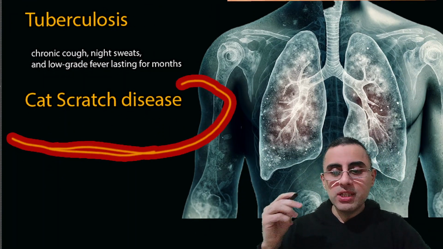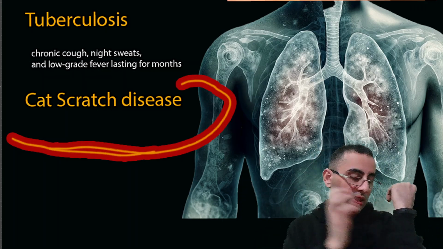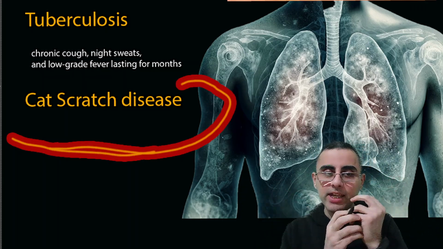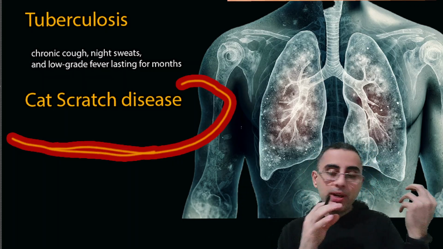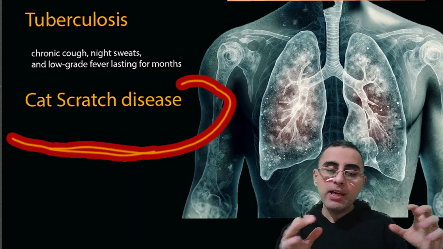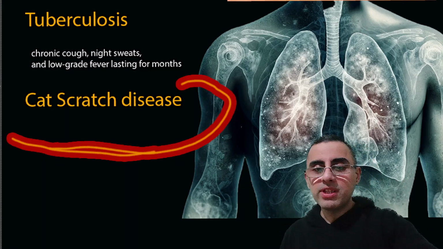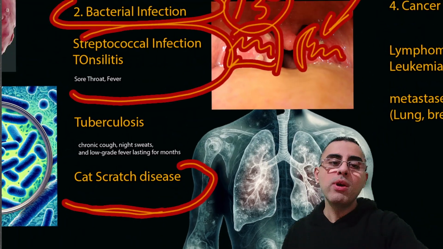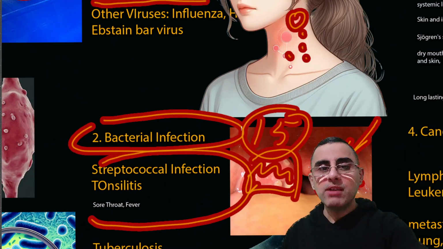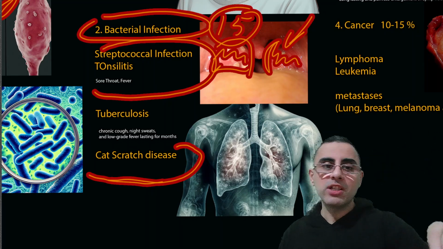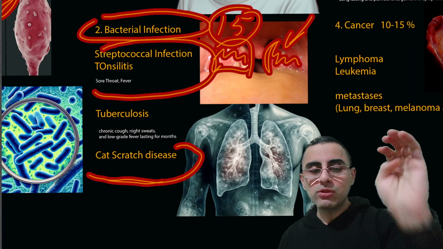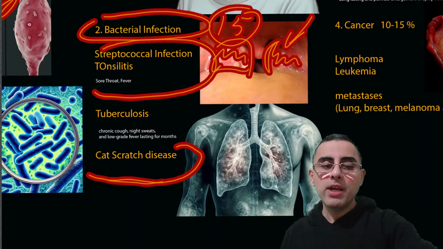Cat scratch disease is caused by a cat scratch or cat bite, and around the area of the scratch or bite, lymph nodes can be painful and enlarged. So viral infection is first in causing enlarged lymph nodes. The second most common cause is bacterial infections, such as streptococcal infection, tuberculosis, or cat scratch disease.